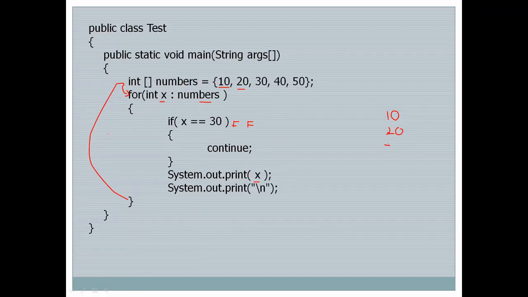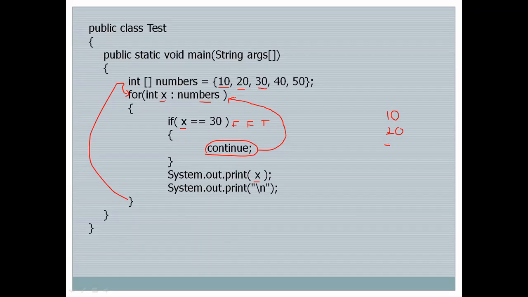Then again from this, it goes back to for. The next value is 30. It is assigned to x. This time x is equal to 30 is true, because the value of x is 30. Now as the value of x is 30, we are executing the continue statement. And when we execute the continue statement, as I have told you, the control is transferred back to the for.